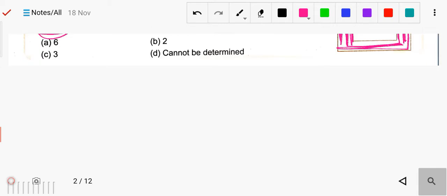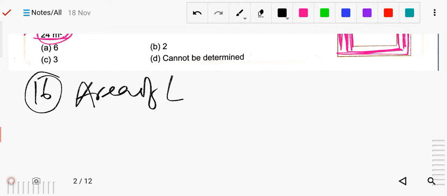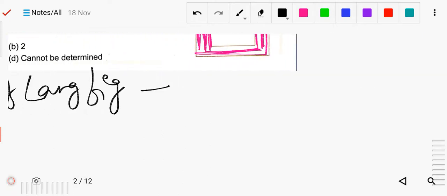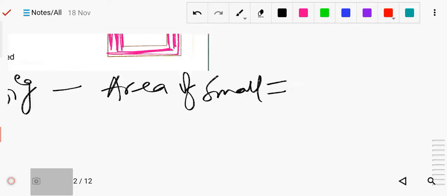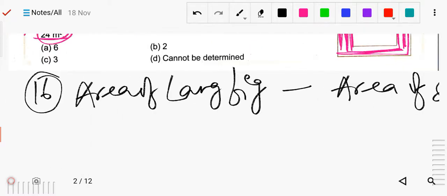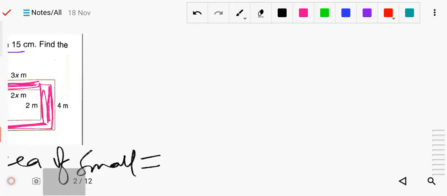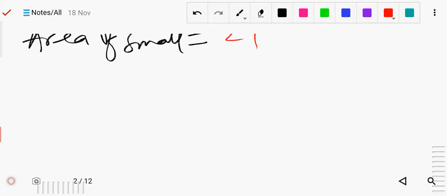So simply start from here, number 16. You can write area of large figure minus area of small figure, which is given in the question as 24. You can see 24 meter square. So this equals 24 meter square. The difference is given. Now one by one we will write the values.